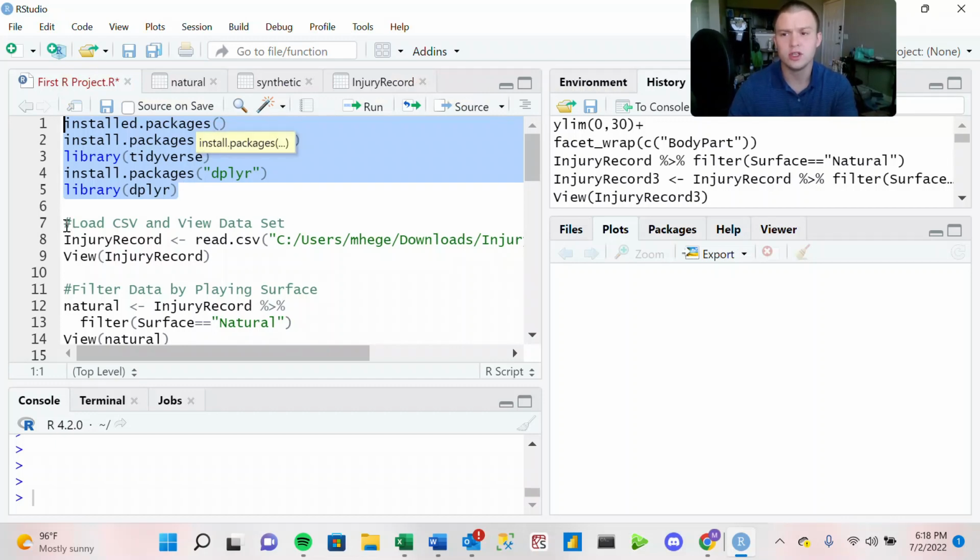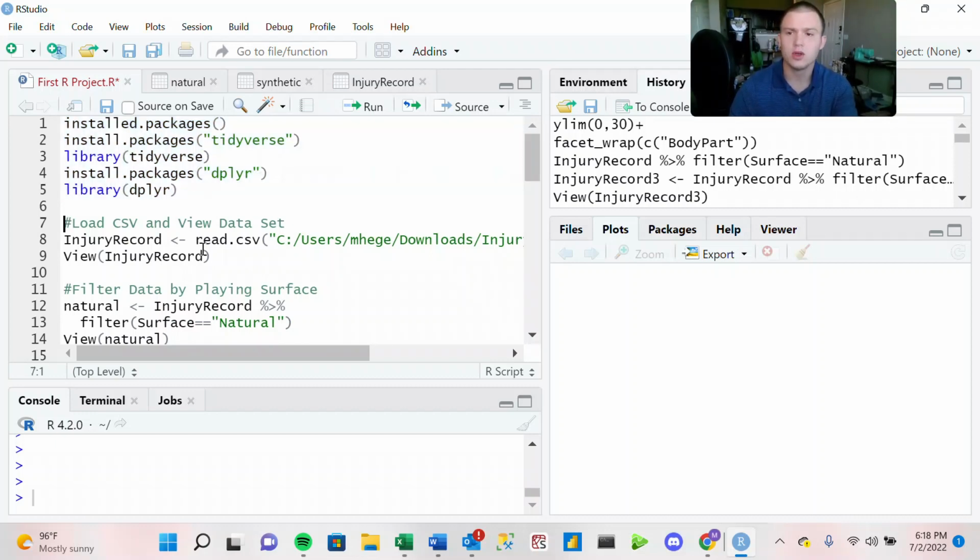Tidyverse is a large set of packages that are specific for data science. dplyr is going to be used mostly for data manipulation, and that's really the only two main ones that we're going to need for the work that we've done so far.